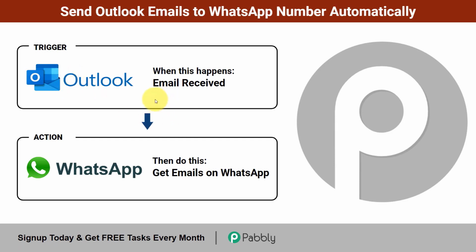And here we are not going to forward every single email that you are receiving in your Outlook account. First, we are going to filter out the emails and we are going to forward only the important emails on your WhatsApp. Now you must be thinking where this automation is useful. So let me first show you the example for that.